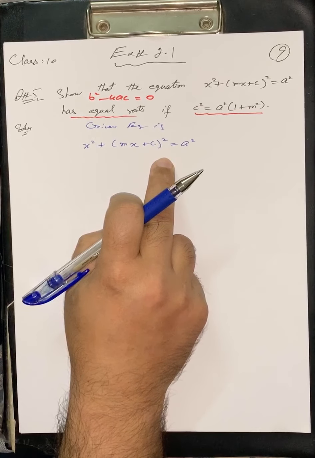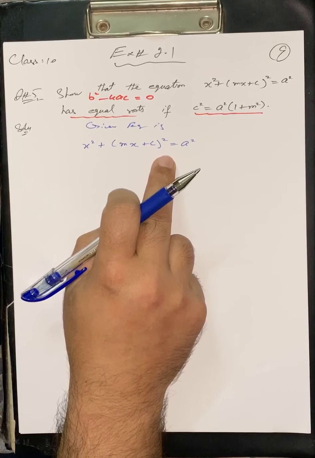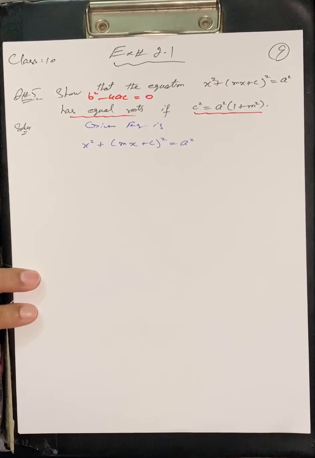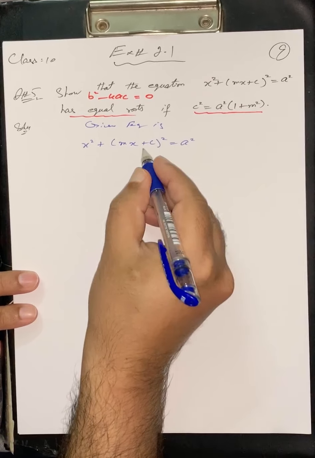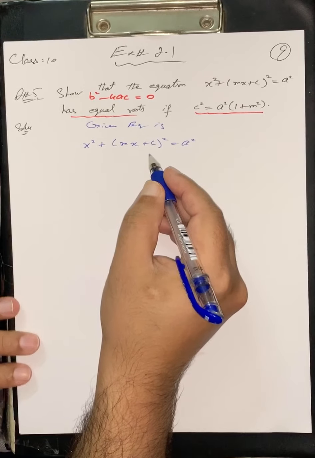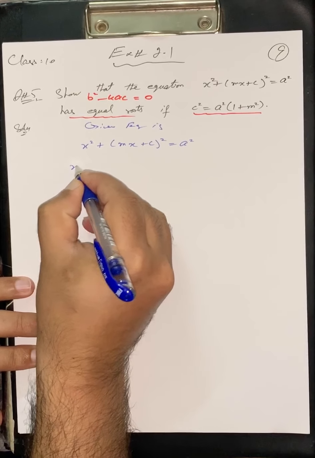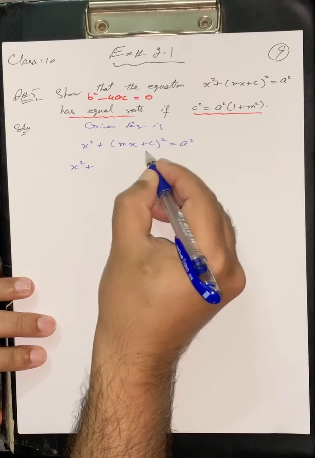This question is the same as in exercise number 4.6, 4.7 of class 11. Question number 5 is also there, and the 4.7 exercise. So I just want to make this equation in standard form. So here we go. Apply the formula for (a plus b) whole squared.